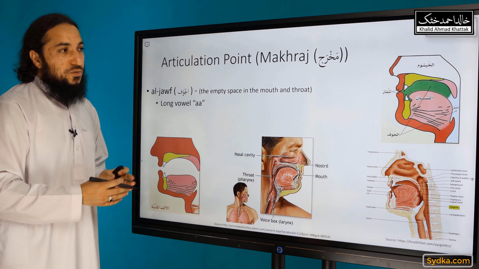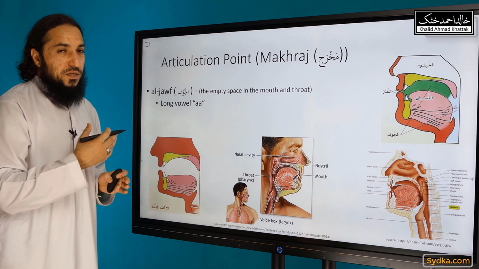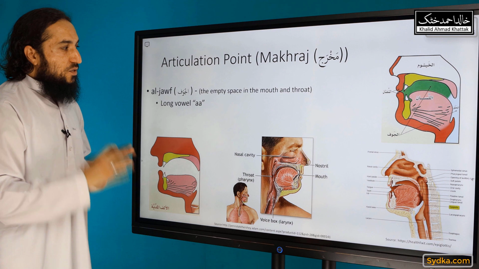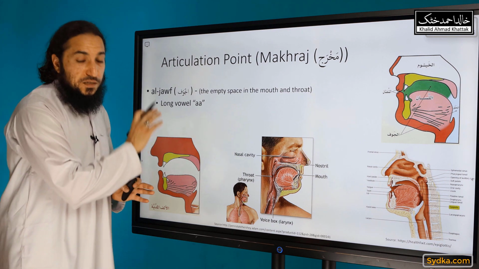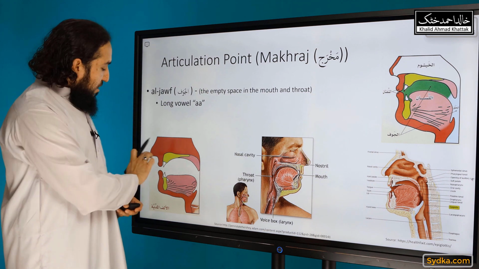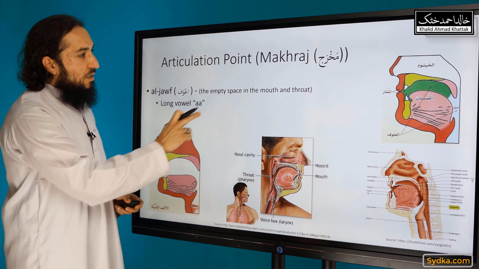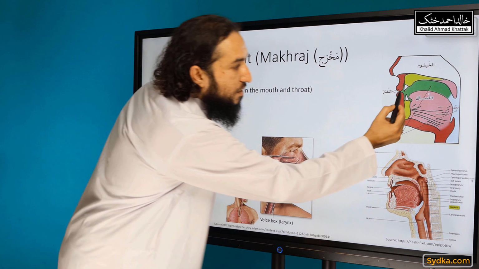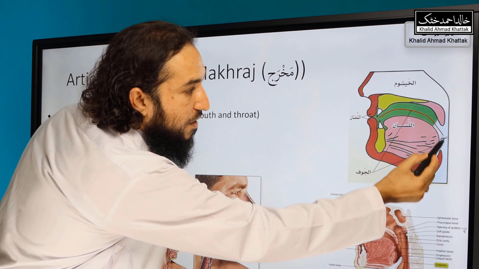Alif has multiple uses, and one is when it is used as a long vowel. When it is used as a long vowel, its articulation point is the Jawf. That's the empty space in the mouth and the throat. So this is the empty space in the mouth and the throat.